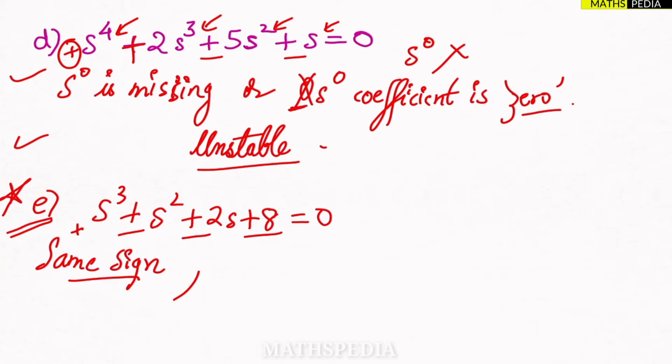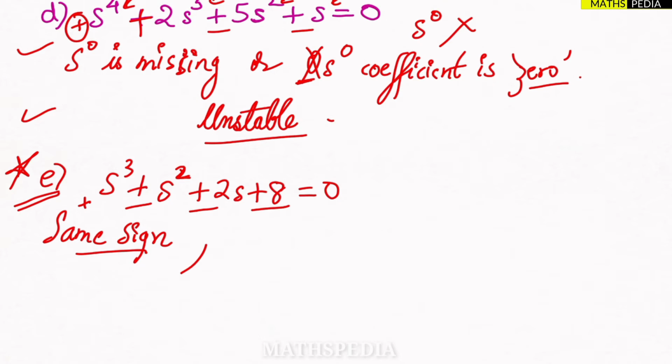Then next thing is the second condition we have to see, the coefficients should not be 0. That means there should not be any missing term. s power 3 is there, s power 2 is there, s power 1 is there, s power 0 is also there. That means there is no missing term, none of the coefficients is 0. So both the conditions are satisfied, right? So what can you say from that, both the conditions are satisfied, the system is stable?